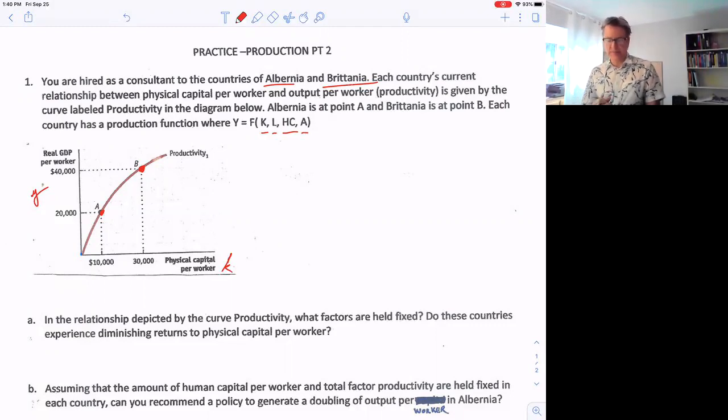everything left over. So we can see the physical capital per worker in country B is 30,000. Their output is 40,000. Country A only has a physical capital of 10,000, only a third as much. And they're only half the standard of living of country B. Their output per person is only 20,000. Notice there's diminishing returns here from A to B. B has 3 times more capital per person, but only double the output.